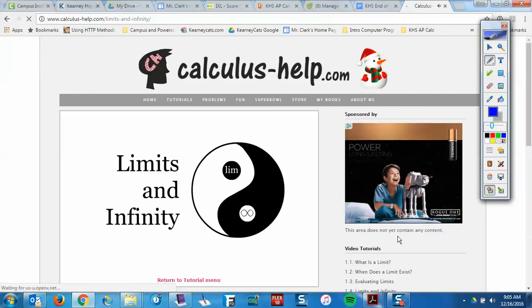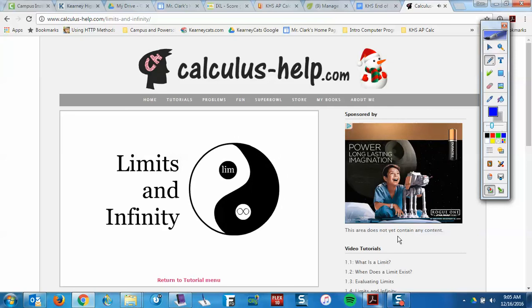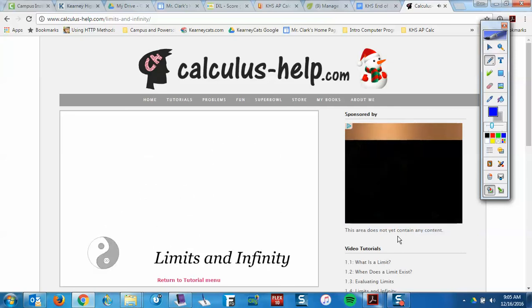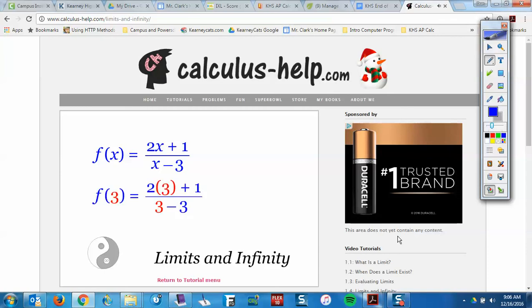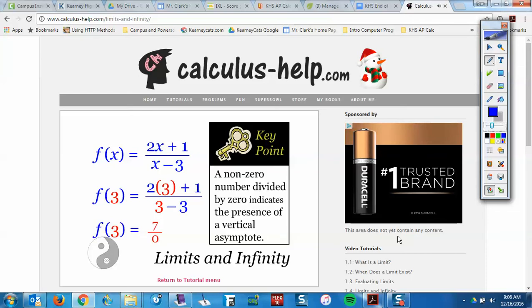In this section, we'll delve into the mysterious and ancient relationship that exists between limits and infinity. As you calculate various values of f and evaluate different functions, you can come across some bizarre things. For example, take a look at this function. F of x equals the fraction 2x plus 1 divided by the quantity x minus 3. Now, if you put in 3 to this, you're going to get 7 divided by 0. Now, I know we've seen 0 divided by 0 in a lot of previous examples, but we've never seen a non-zero number divided by 0.